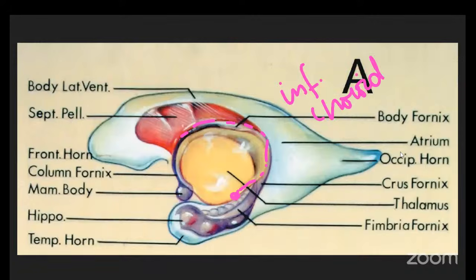Can somebody mention the inferior choroidal point, which is in the temporal horn. Now let's move to the next slide.